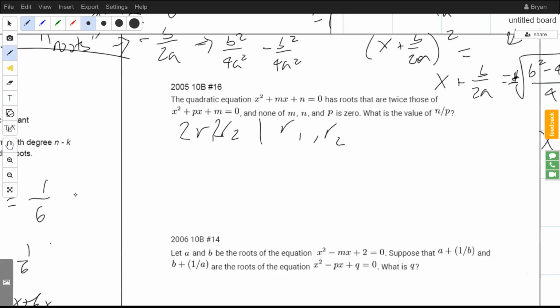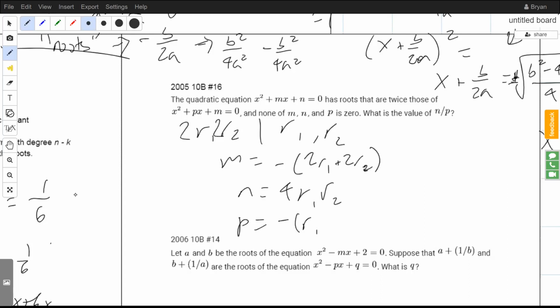So we might as well just write out what we know about m, n, and p. We know that m is equal to negative of 2R1 plus 2R2. We know that n is equal to 4 times R1 times R2. We know that p is equal to negative of R1 plus R2. And we also know from here that m is also equal to R1, R2. Right? And we want to know n over p.